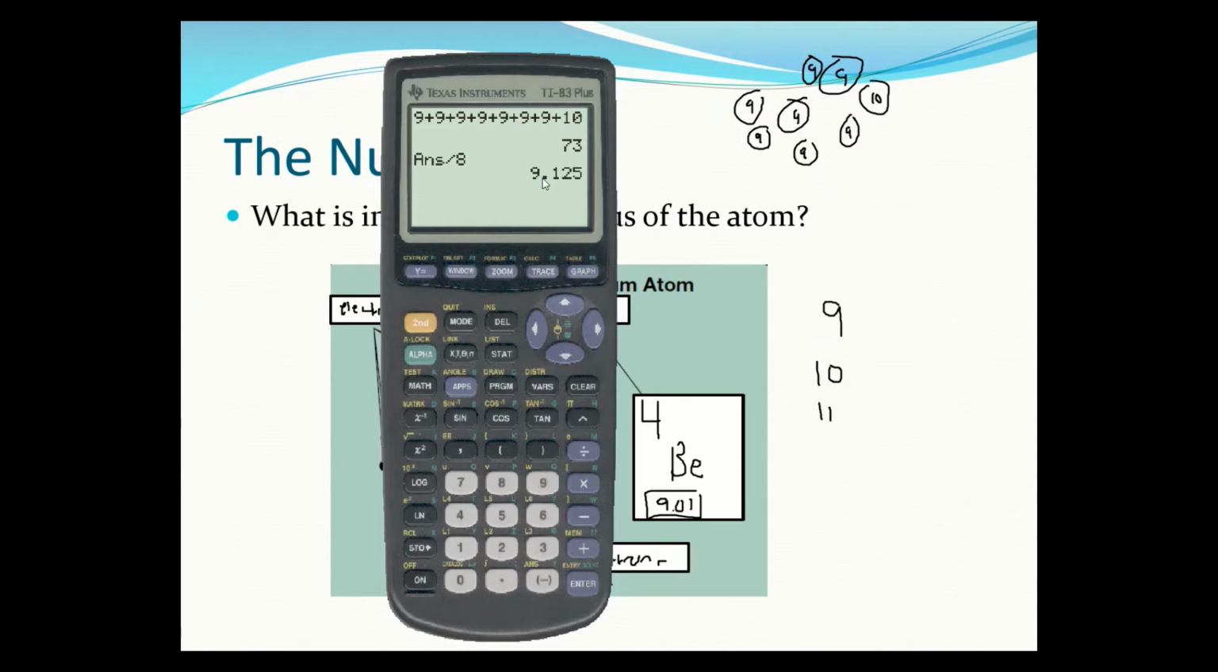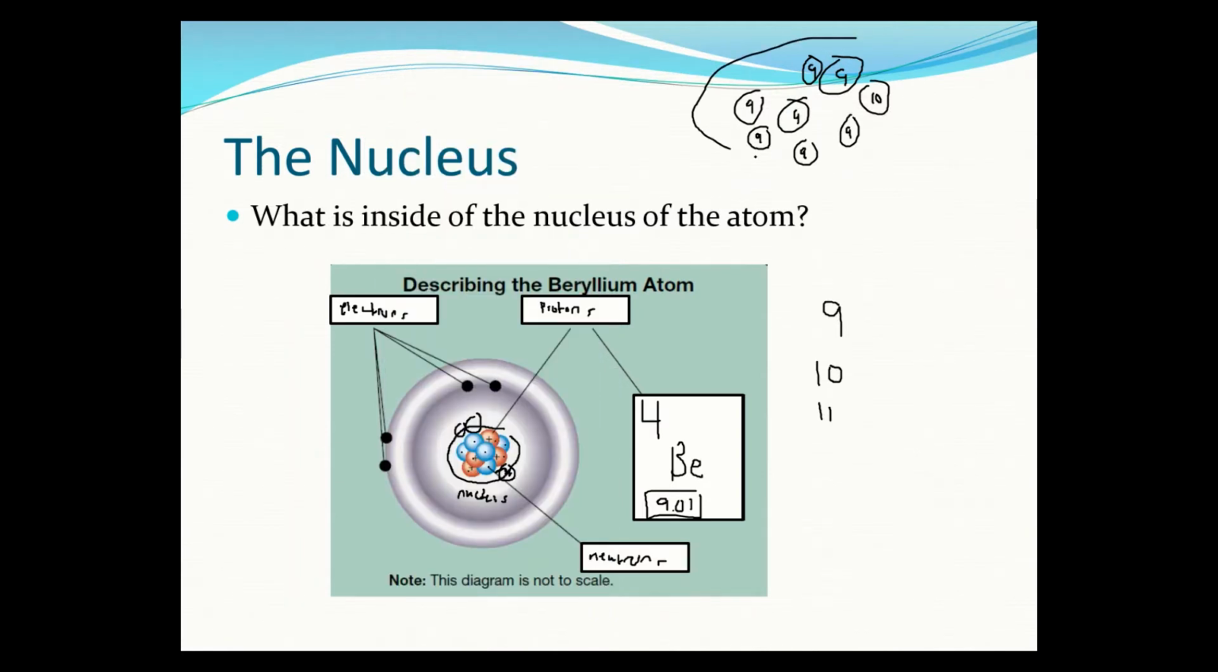You can see I get this 9.125. So this is an average. And what's important to know is that this number is an average down here. So these are all my different nuclei. Do any of them have a mass of 9.125? No. They have a mass of 9 or they have a mass of 10. But because we're averaging them, we get this fractional number, and that's what's happening here.